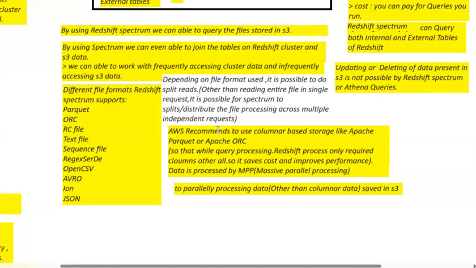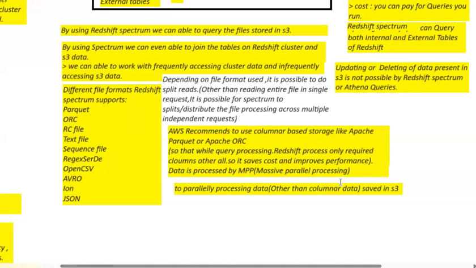So for this columnar data, the data is normally processed using massive parallel processing. If you want parallel processing of your data which is saved in S3 in formats other than columnar, we have two optimal ways where we can process our data in parallel.